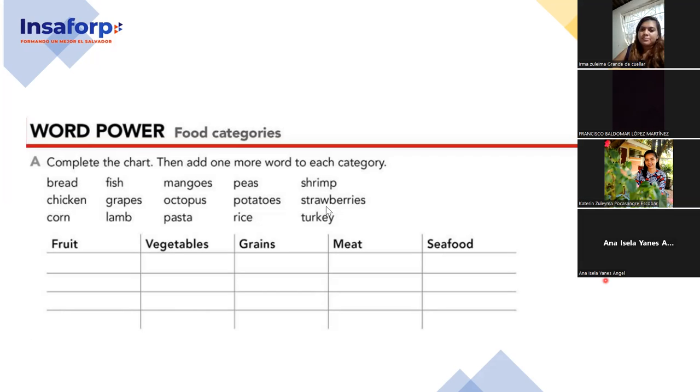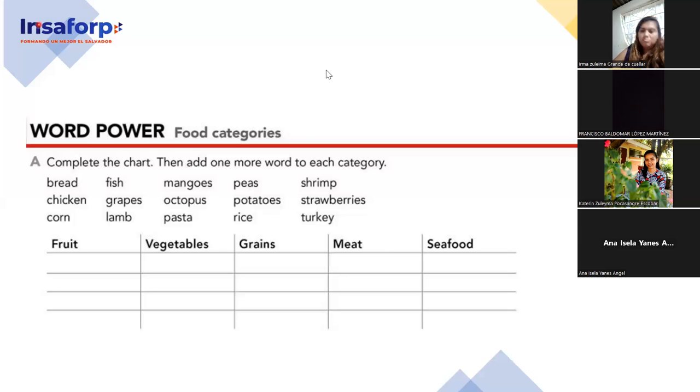Nice to have you. Do me a favor, read the vocabulary and read the categories, please. Thank you. Okay. Bread, chicken, corn, fish, grapes, lamb, mangoes, octopus, pasta, peas, potatoes, rice, shrimp, strawberries, turkey. And the categories are fruit, vegetables, grains, meat, and seafood.